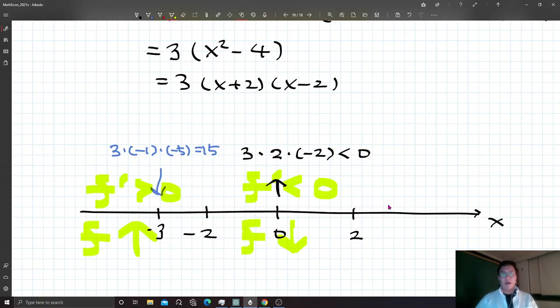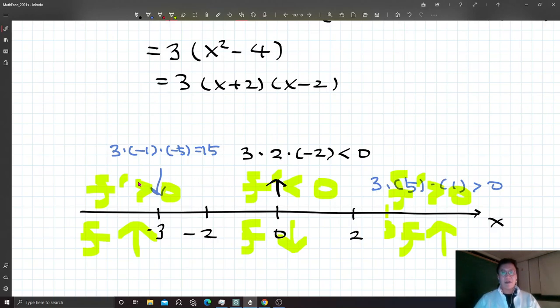And finally, when x is larger than 2, say 3, then we can substitute 3 for x to find out the sign of the derivative on this interval. That is kind of a test point. So 3 times 5 times 1, that is positive. So f prime will be positive on this interval, meaning that it's increasing.